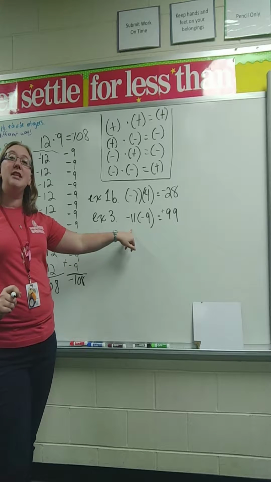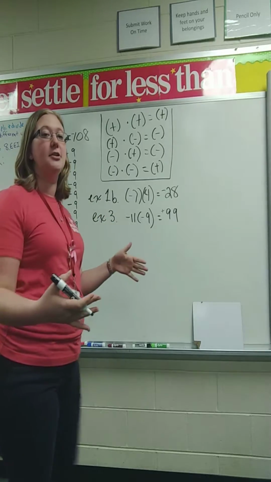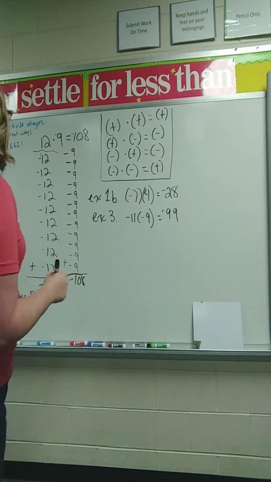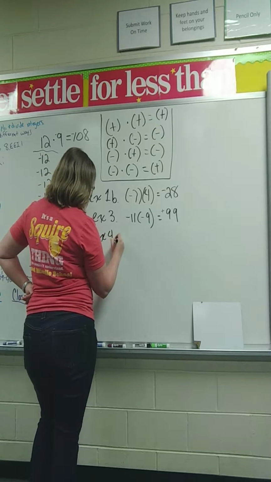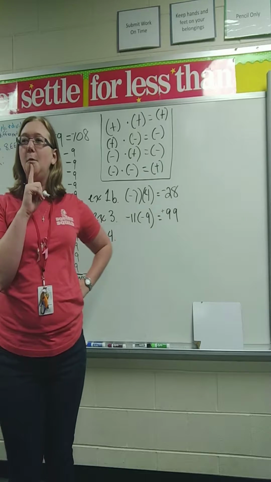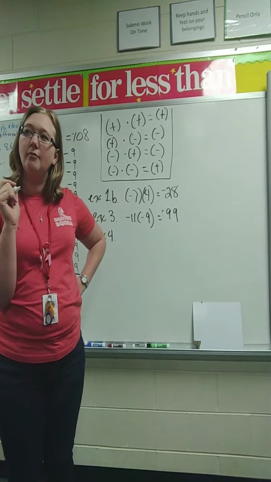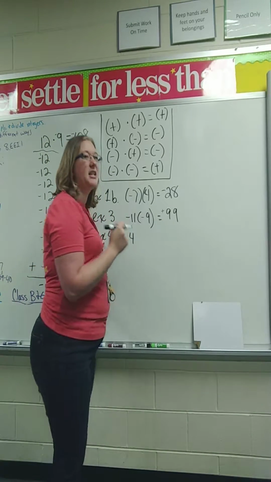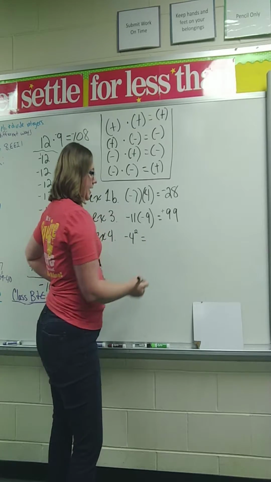Does everybody understand how we did that? Yes, ma'am. Figure out the sign first, and then we figure out the number. Example 4 looks a little different. What does example 4 show us? It's showing negative 4, but with exponents. What's my exponent? A 2. Okay.